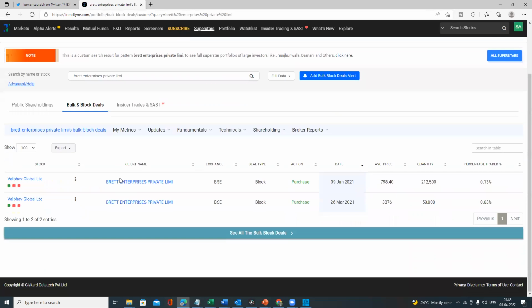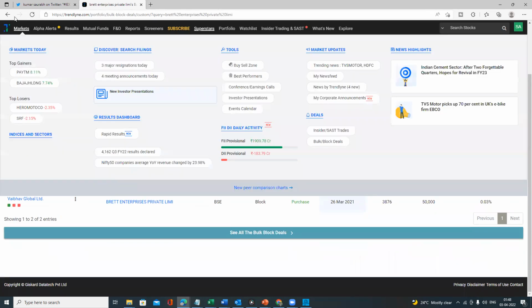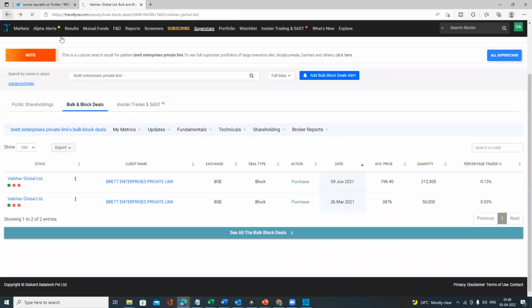The other thing is, when you click on some of these names, you will get to know which all other companies this client has traded with. So that is another thing. And let me just go back and show you.